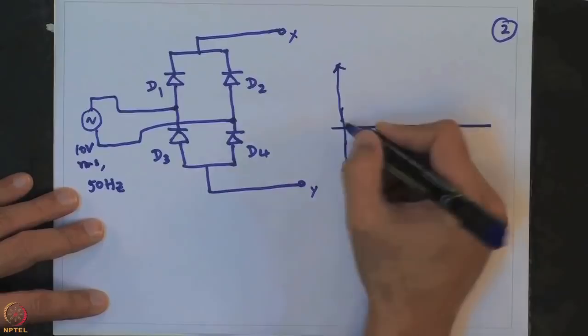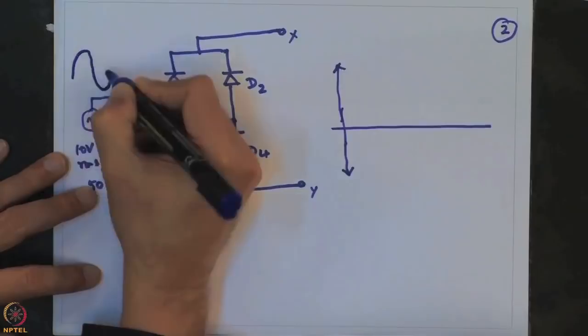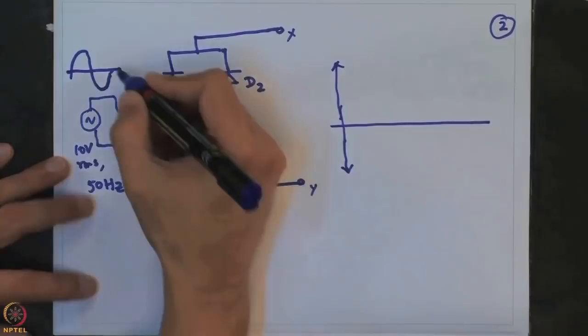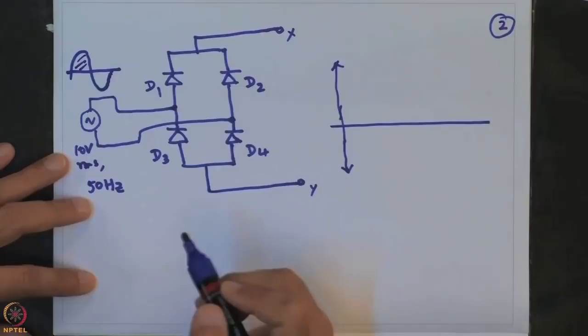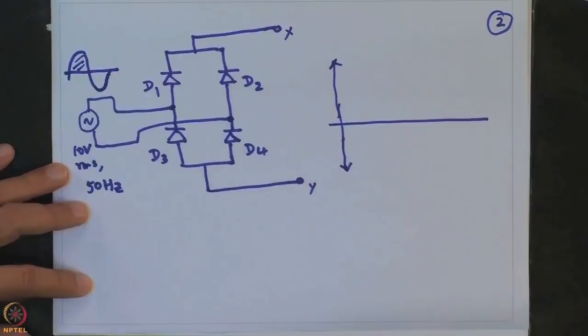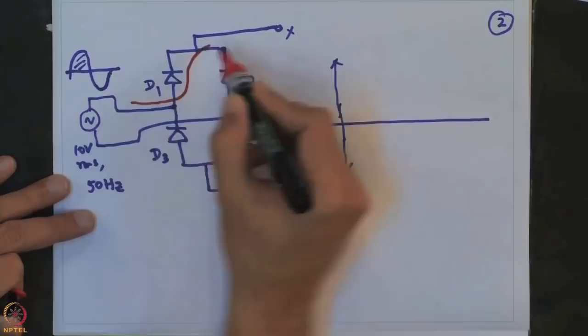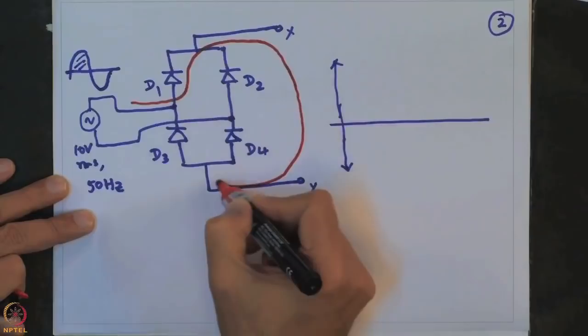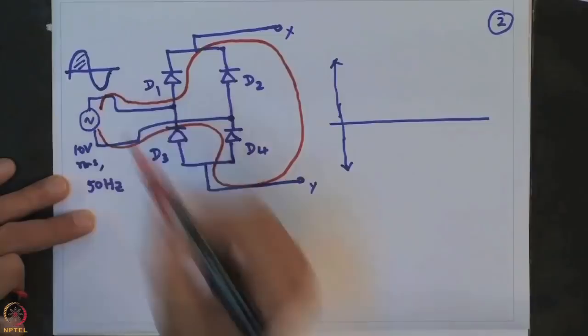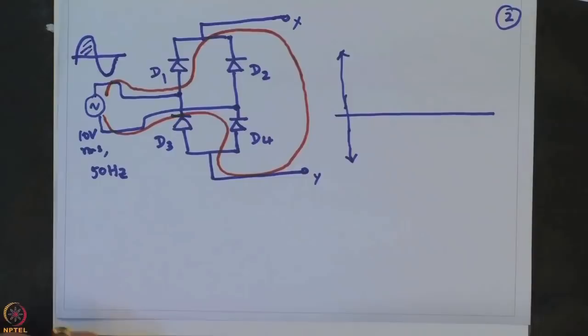So now, if I was to draw the AC voltage that we have obtained on the secondary side of the transformer, then you can see that during the positive half of the cycle, the diodes D1 and D4 would be conducting. And the path of the current in that case would be as shown here. Completes the path. And of course, we can always assume that between X and Y, there is this load.